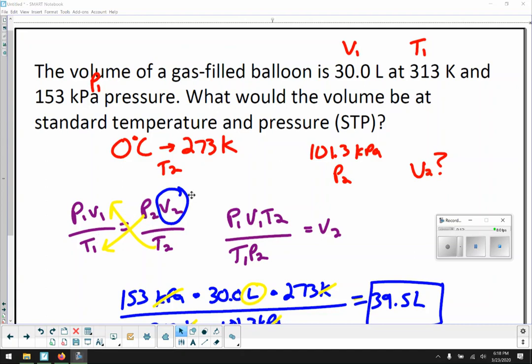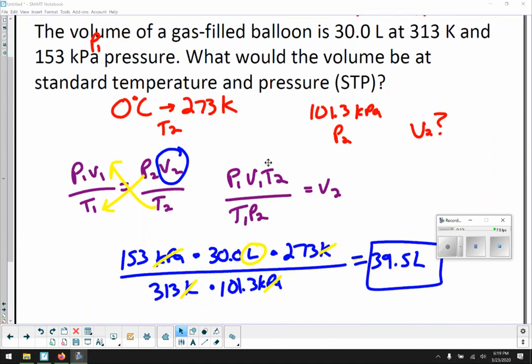We want to get volume 2 by itself. In this case, for some reason, you guys don't mess up the cross multiplication with this one as much. I literally drew the arrows to show you where they should go. So we'd multiply both sides by T2 and divide both sides by P2 to isolate the second volume. And you get P1 times V1 times T2 over T1 times P2. It's a pain to say, but again, 5 variables, we're given all of them. So you just plug them in and do the math. And you find that in the second instance, the volume is 39.5 liters.